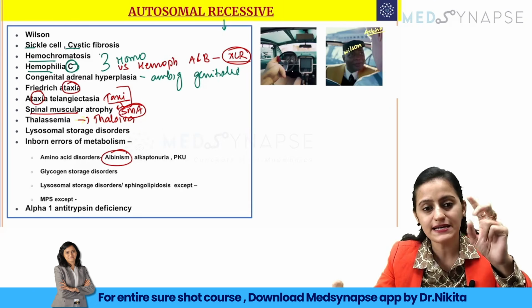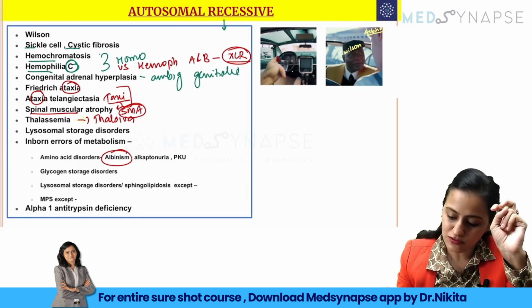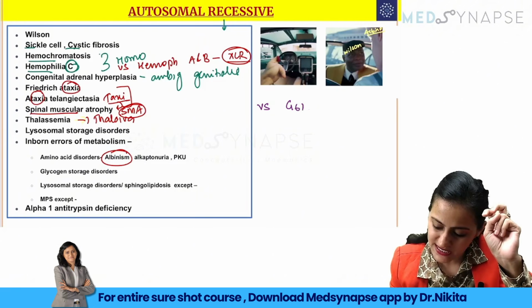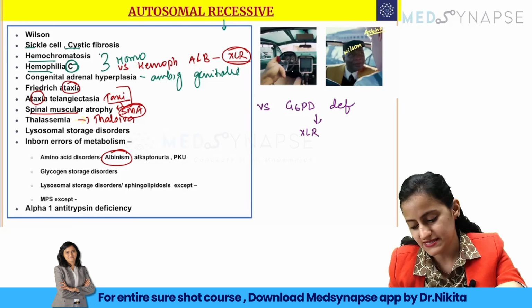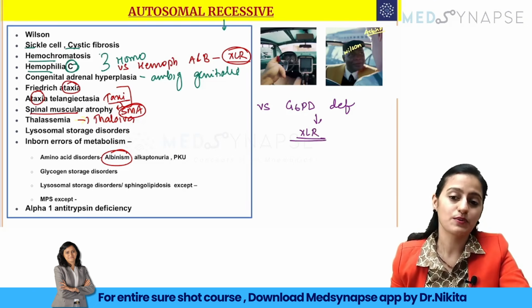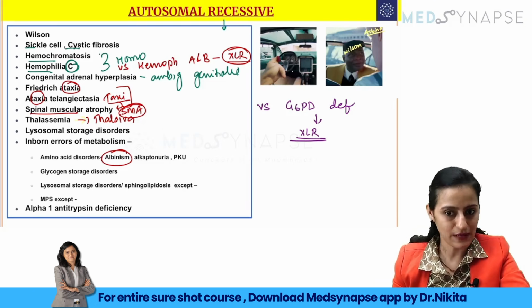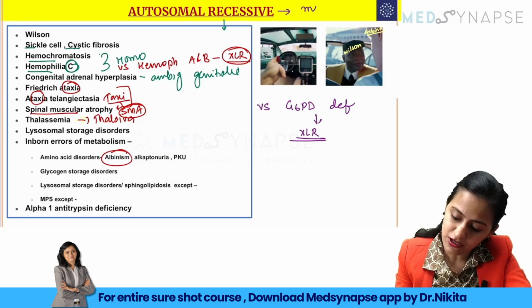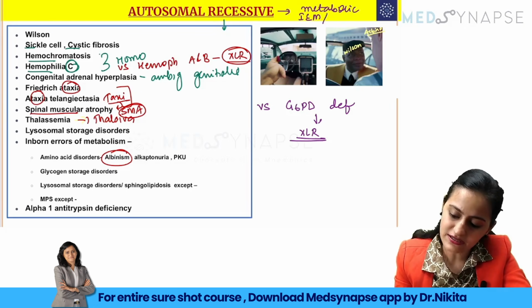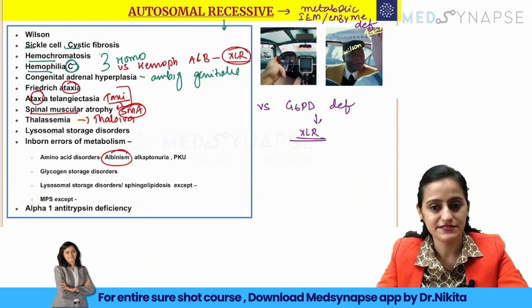So sickle cell, thalassemia is autosomal recessive versus G6PD deficiency. Another hemolytic anemia, remember it is X-linked recessive. We are going to see that in X-linked recessive as well. Now the trick for autosomal recessive is, remember that majority of the metabolic disorders, that is the inborn errors of metabolism or the enzyme deficiencies, are autosomal recessive.